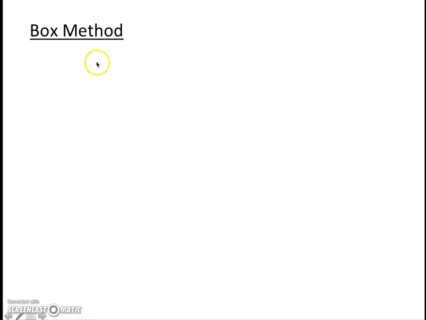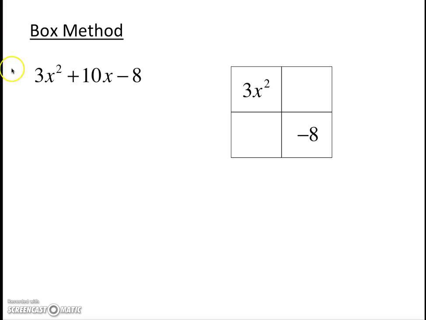The second method I'm going to show you is called the box method. And again, we're going to do the same problem in a different way. So the box method works like this. You set up a box. Your first term goes in the top left corner. Your last term goes in the bottom right corner. And then you need to fill in these two blanks.